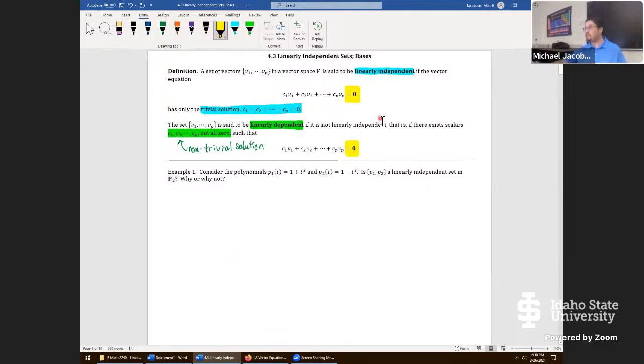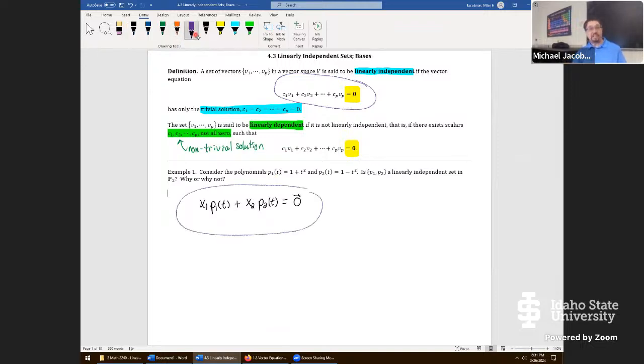Because it's asking about linear dependence, the very first thing we would do is write down that vector equation. And you could use C1, C2, or X1, X2, really completely up to you. Let's go with X1, X2. We'll take this right here, X1 multiplying P1 of t, plus X2 multiplying P2 of t, and set it equal to the zero vector. So now we're definitely addressing linear independence and dependence once we write down any one of these kinds of equations.